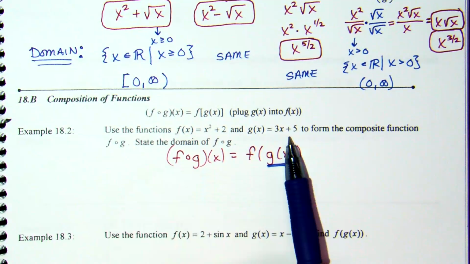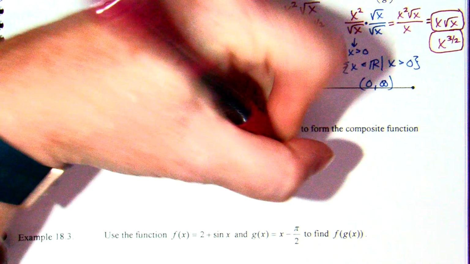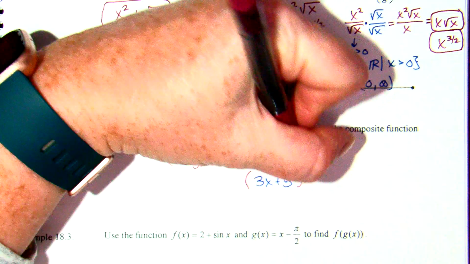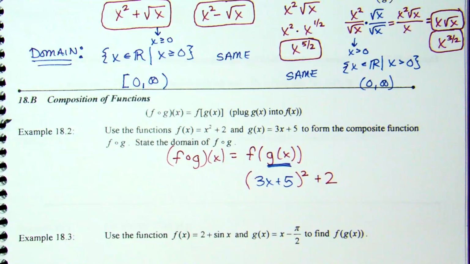So since f says x squared plus 2, I'm going to do x squared, but instead of x, I'm going to write 3x plus 5, squared, plus 2. So I took the f, which was x squared plus 2, and I replaced the insides with g, 3x plus 5. Depending on the situation, depends whether you get to leave it or you have to go farther. How do we do 3x plus 5 quantity squared?